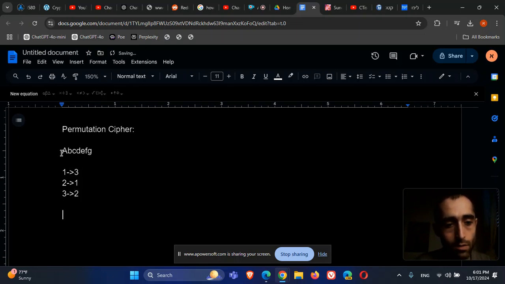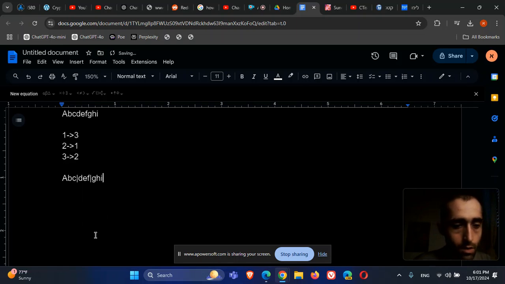So I will take this text and divide it into groups of 3. I have no idea what to do when there are not enough letters for 3, so let's take another example: A, B, C, D, E, F, G, H, I. Here we'll do a permutation for each group, so A, B, C will be converted to B, C, A, D, E, F will be converted to E, F, D, and G, H, I will be converted to H, I, G.